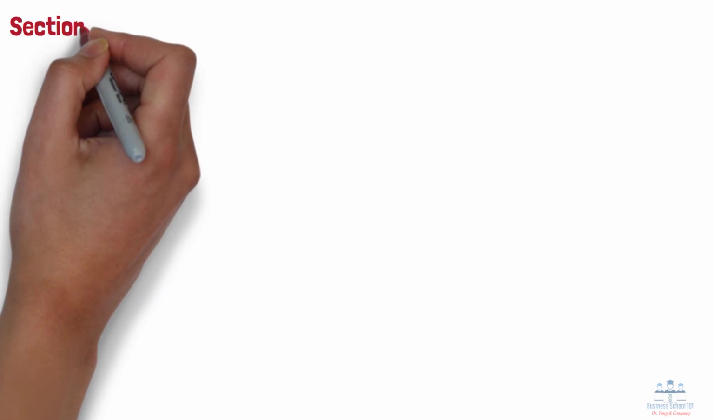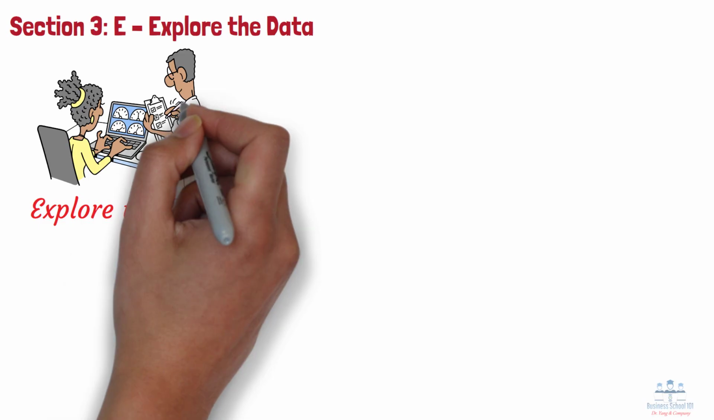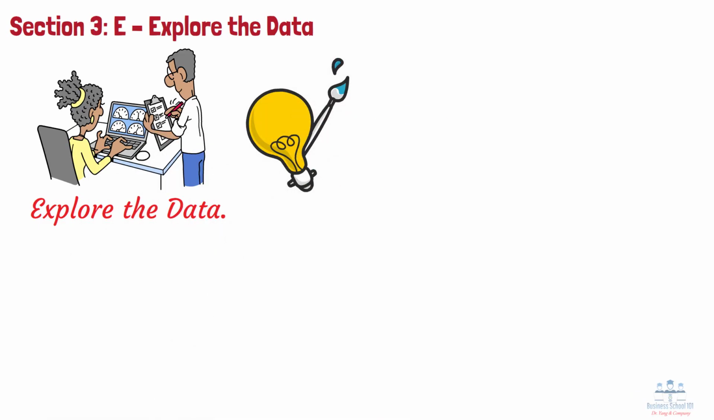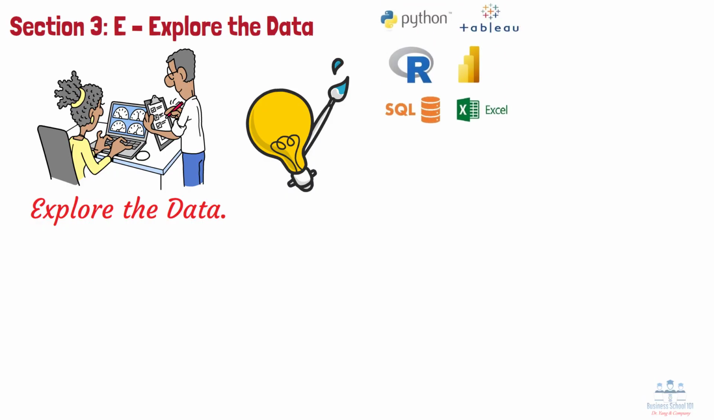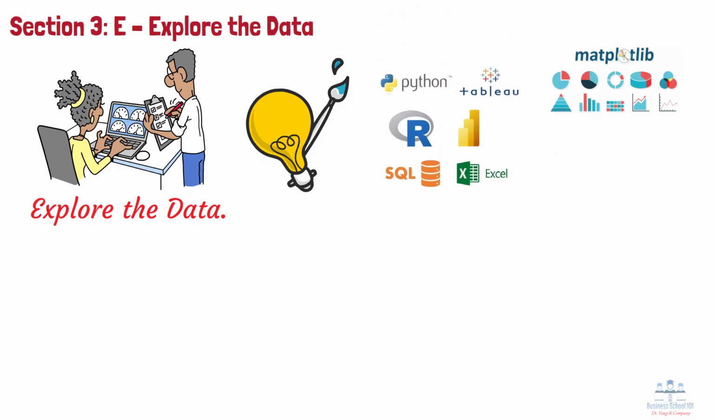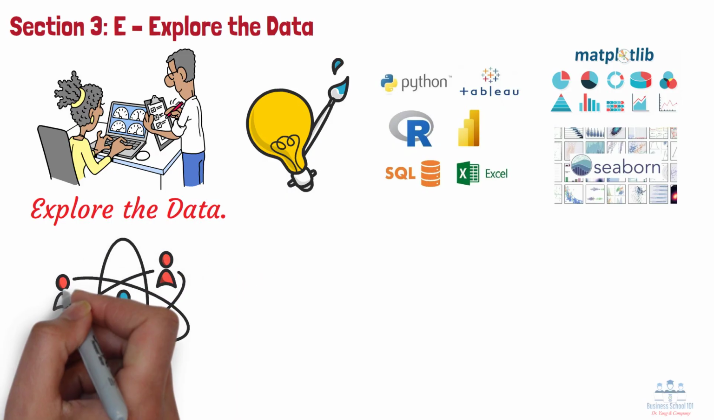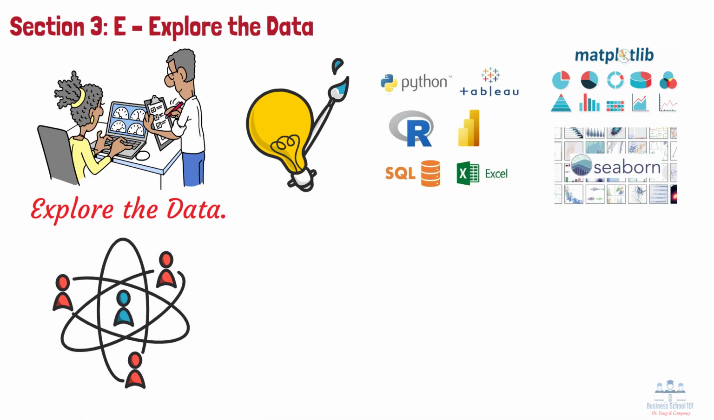Section 3. Explore the data. With clean data in hand, analysts now begin exploring. This is the investigative phase, where we look for patterns, correlations, and anomalies. It's a creative and visual step, often aided by tools like Excel, Tableau, or Python libraries such as Matplotlib and Seaborn. The goal is to generate hypotheses, uncover relationships between variables, and identify potential features for modeling.